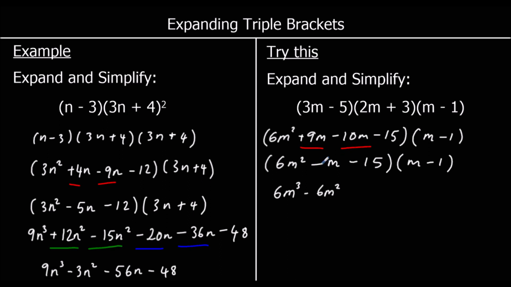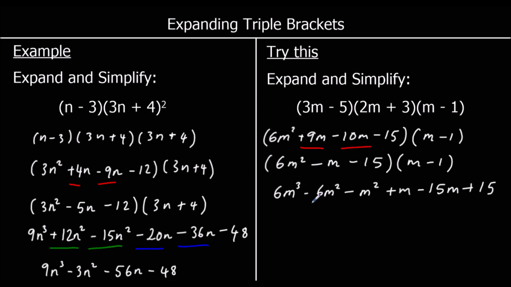Now negative m times both the terms in the second bracket. So a negative times a positive is negative. m times m is m squared. A negative times a negative is positive. Negative m times negative 1 is positive, so m times 1 is m. And we've got negative 15 times both the terms in the second bracket. So negative 15 times m is going to be negative 15m. And negative 15 times negative 1 is going to be positive. 15 times 1 is 15.